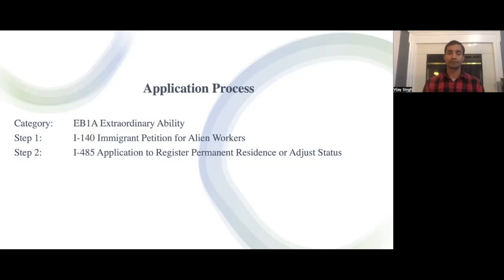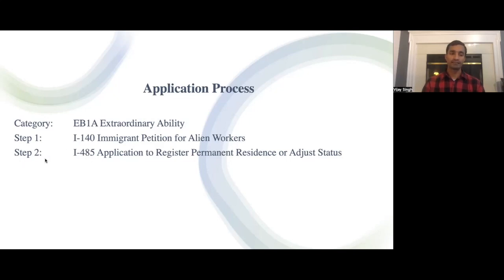There are 2 steps to apply for a green card. The first step is the application called I-140. This application is called the Immigration Petition for Alien Workers. This is a petition where you are sending an application to the United States government, asking them whether you qualify to apply for permanent residency. You're not actually applying for permanent residency. You're just asking whether you qualify for permanent residency or not.